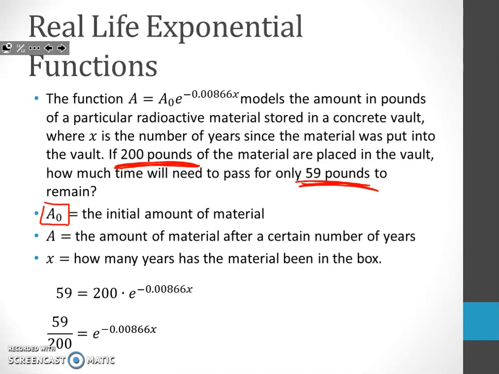So I've got 59 over 200 equals e to the negative blah, blah, blah. Okay? Now that I've got just this e there, I can hit this with a natural log. And if I hit this side with a natural log, that ln and that e will cancel each other out. So I've got ln of 59 over 200 equals negative 0.00866 times x. So the only thing left that I need to do is divide both sides by this decimal here.